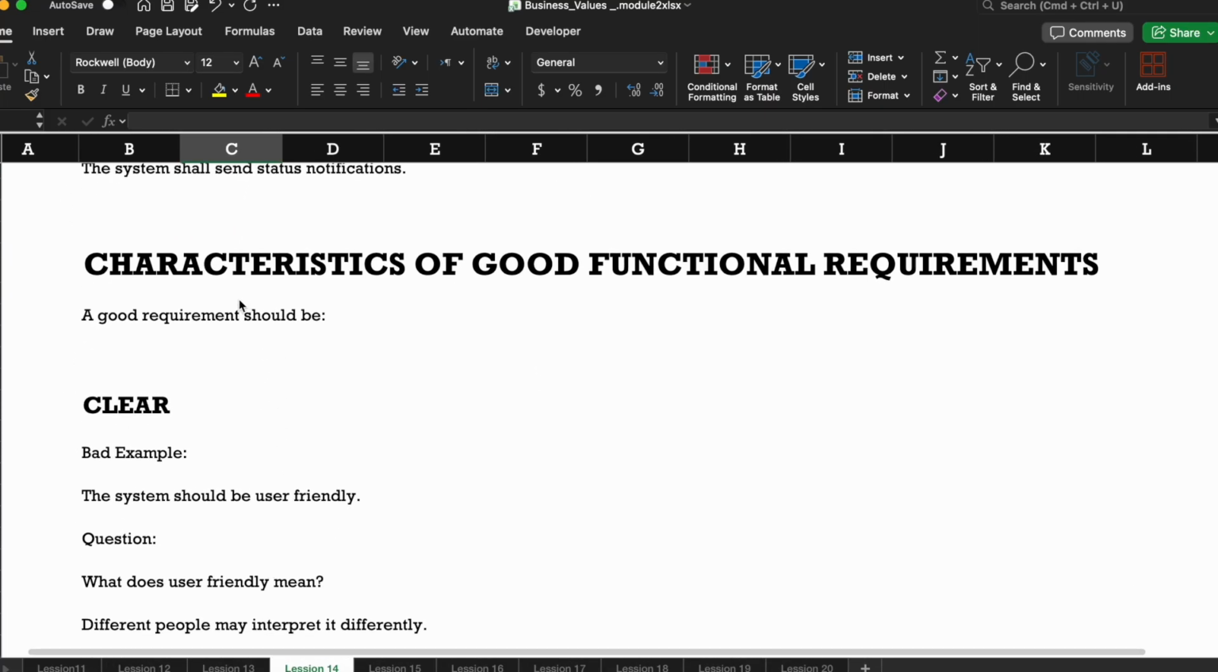So let's practice. Characteristics of a good functional requirement.